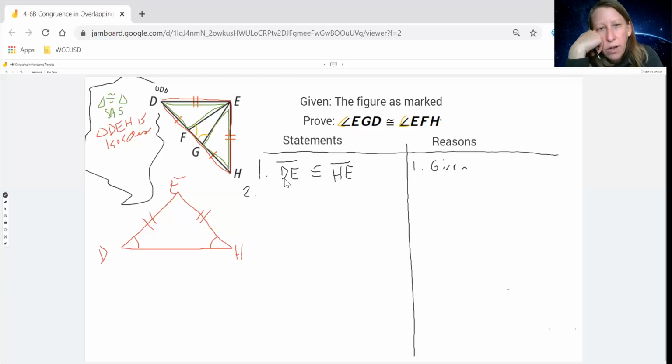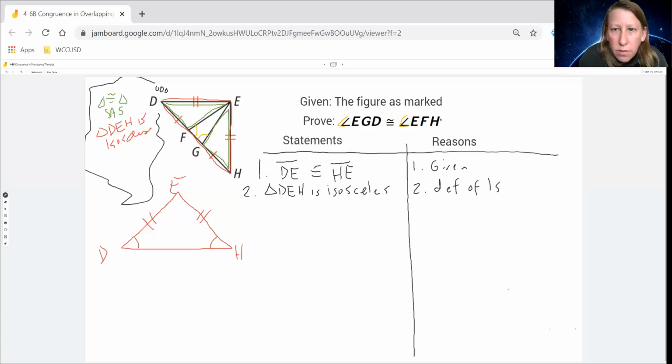Then I'm going to point out that we have an isosceles triangle. So triangle DEH is isosceles. That is the definition of isosceles triangle. Because it's an isosceles triangle, I have angle D is congruent to angle H, because in our textbook, there's something that says if it's an isosceles triangle, then the base angles are congruent. That's called the isosceles triangle theorem.